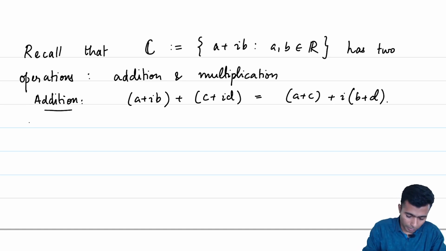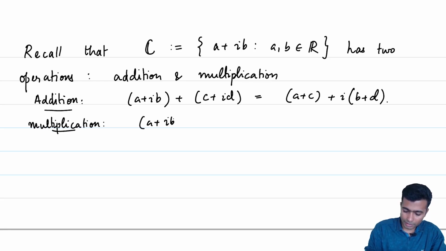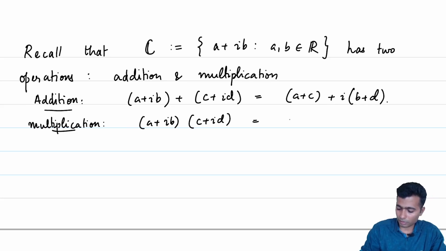And how about multiplication? Multiplication is defined as, say, a plus ib times c plus id is equal to ac minus bd plus i times ad plus bc.